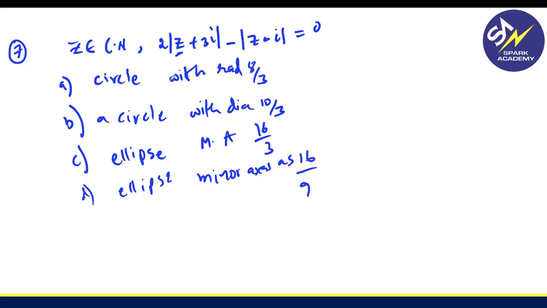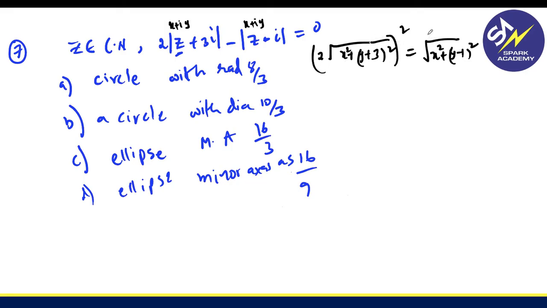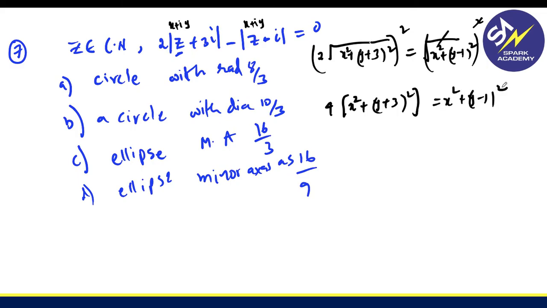So let's do this, it's very simple. Whenever we get these kind of questions, what do we do here? We can just write z as x plus iy, right? So this will also be x plus iy. So this will be 2 times under root of x square plus (y + 3) whole square, equal to, taking this minus i to the other side, under root of x square plus (y − 1) whole square. Now you can square on both sides. Square and root will get cancelled. So 4 times (x square plus (y + 3) whole square) equals x square plus (y − 1) whole square.